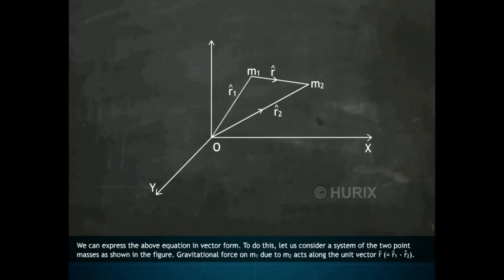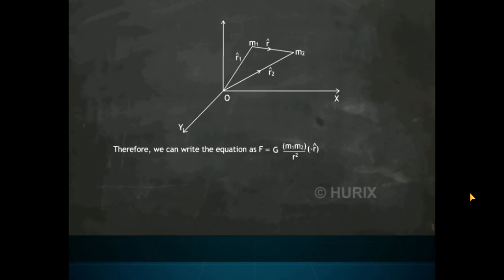We can express the above equation in vector form. To do this, let us consider a system of two point masses as shown in the figure. The gravitational force on m1 due to m2 acts along the unit vector r equals r1 minus r2. Therefore, we can write the equation as F equals G into m1 m2 by r squared into minus r vector, equals minus G m1 m2 by r squared into vector r, equals minus G m1 m2 by modulus of r cubed into vector r.